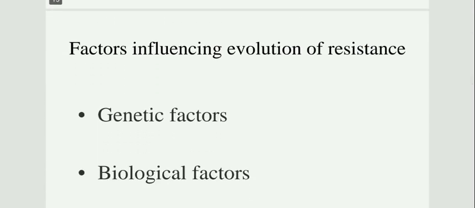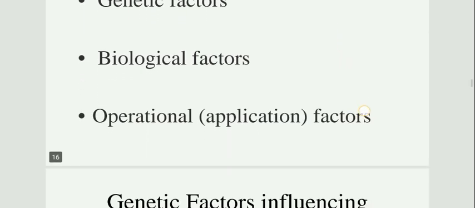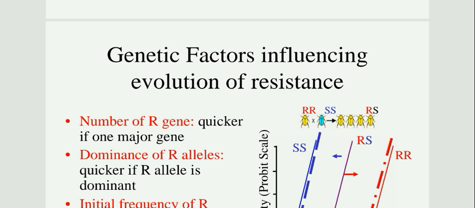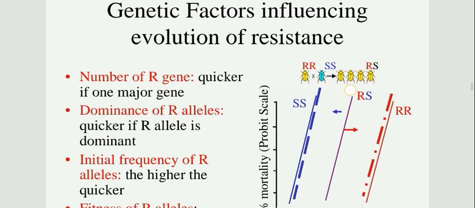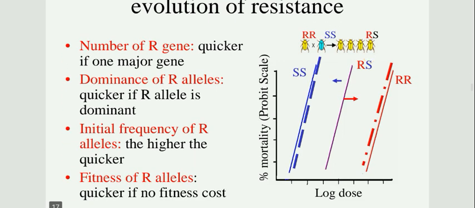Factors influencing evolution of resistance: genetic factors, biological factors, then operational application factors. Genetic factors: number of R genes, quicker if one major gene; dominance of R allele, quicker if the R allele is dominant; initial frequency of R allele, the higher the quicker; fitness of R allele, quicker if no fitness cost.